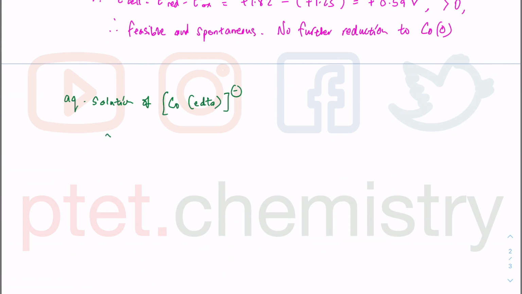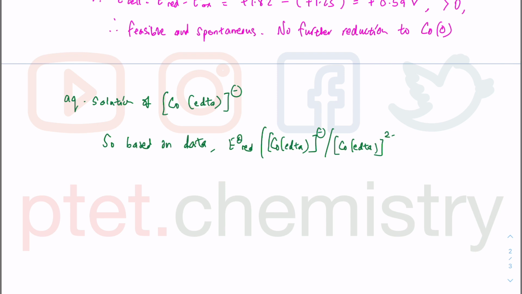Okay, so based on the data, my E-ret is going to be the cobalt EDTA minus. There is the cobalt 3 plus, and then the cobalt EDTA 2 minus, which is basically the cobalt 2 plus, and that was plus 0.38 volt, and this is less positive. So this is less positive than the EOX for the O2 H2O.